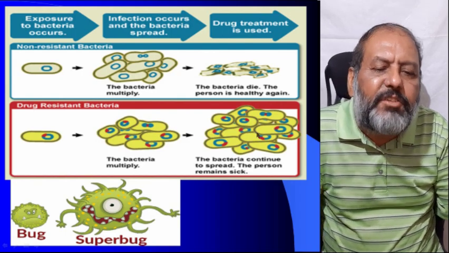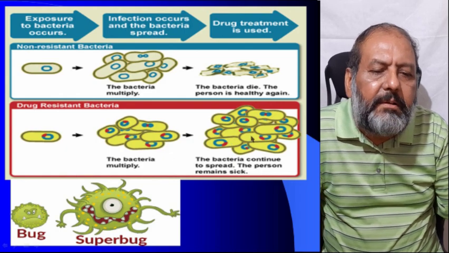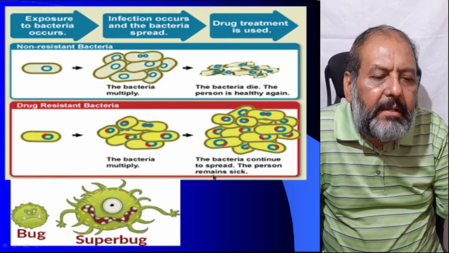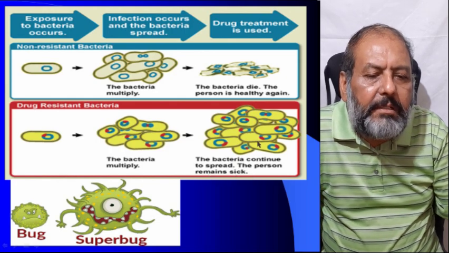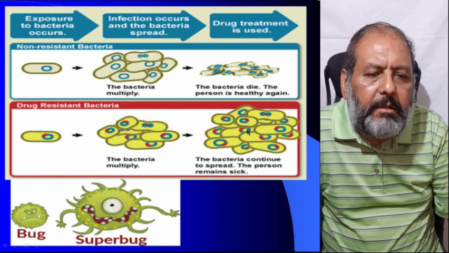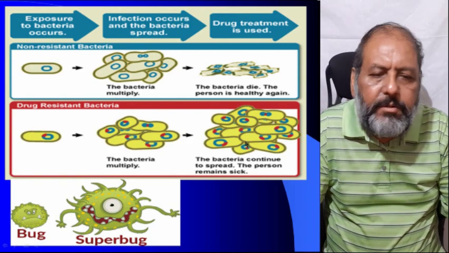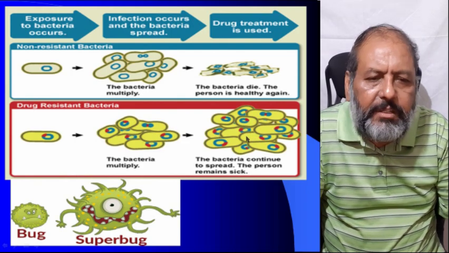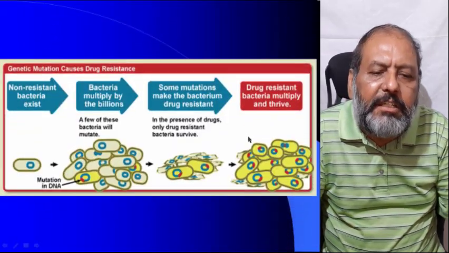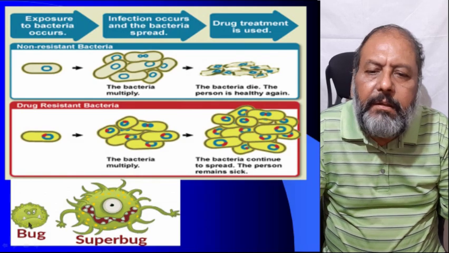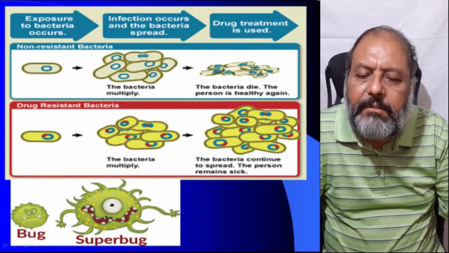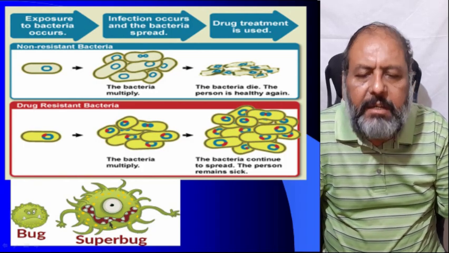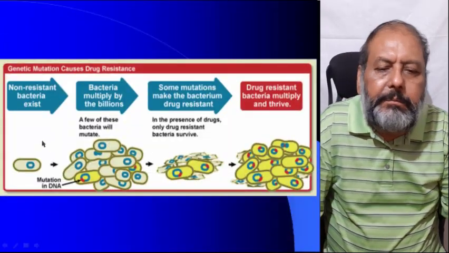And here one can see when the antibiotic is given, they are able to resist and the bacteria continue to spread and the person remains sick, because of this gene which is present there, and the antibiotic cannot kill these bacteria. And here again one can see the different kinds of bugs and superbugs which are present in the bacteria to resist their killing by the antibiotic.